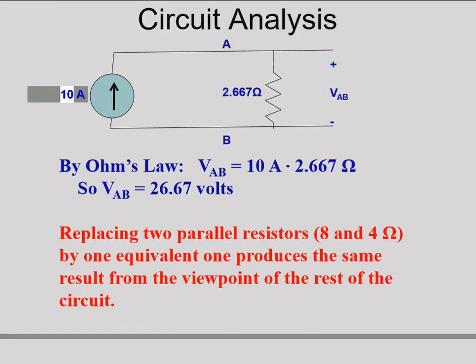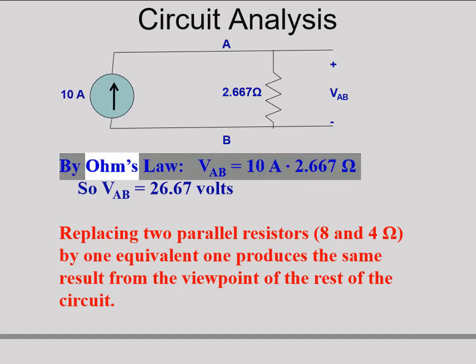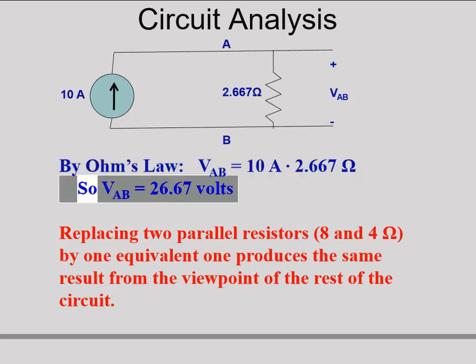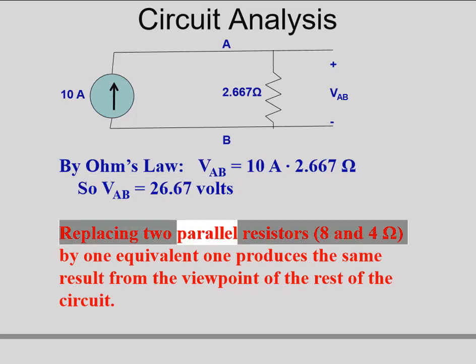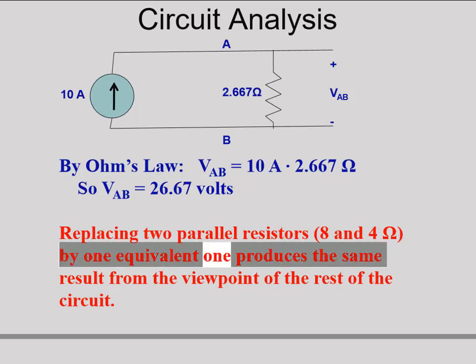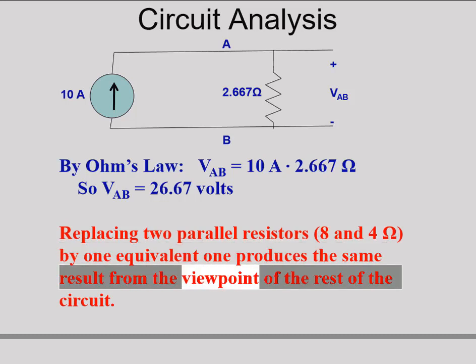Circuit analysis. A 10A source with 2.667 ohm between A and B. By Ohm's law, VAB equals 10A times 2.667 ohm, so VAB equals 26.67 volts. Replacing the two parallel resistors, 8 and 4 ohm, by one equivalent produces the same result from the viewpoint of the rest of the circuit.